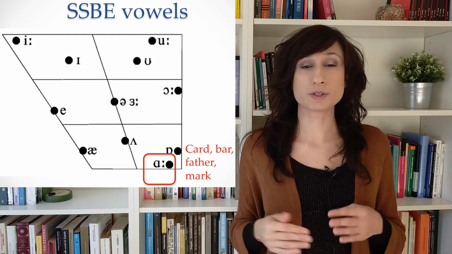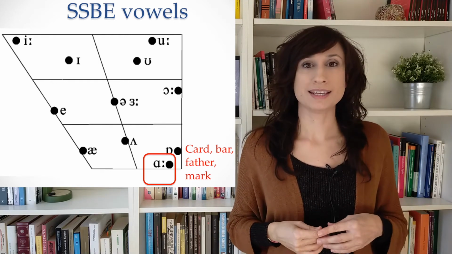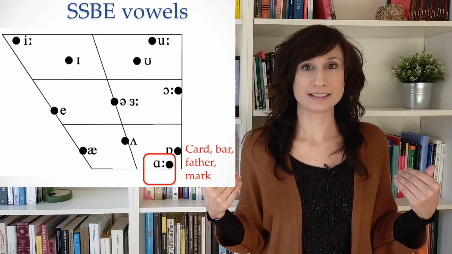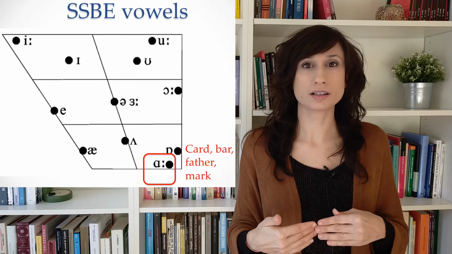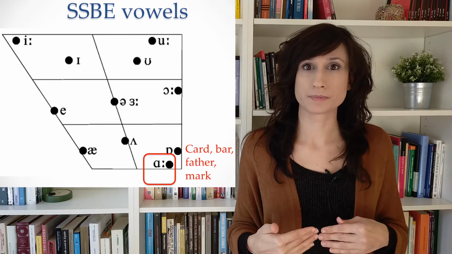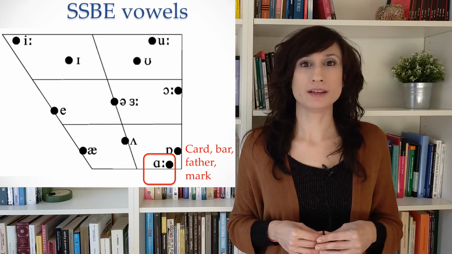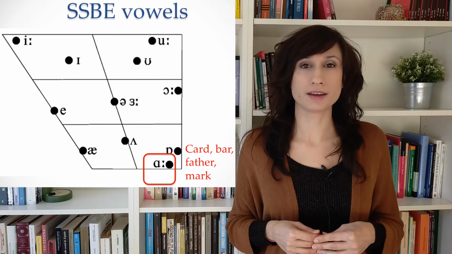Now, what is the difference between the other kinds of A vowels that we've just seen? Notice you say cat with A, cut and cart. Cart. Notice this vowel is a little bit longer. Some examples with this vowel would be card, bar, father, mark.